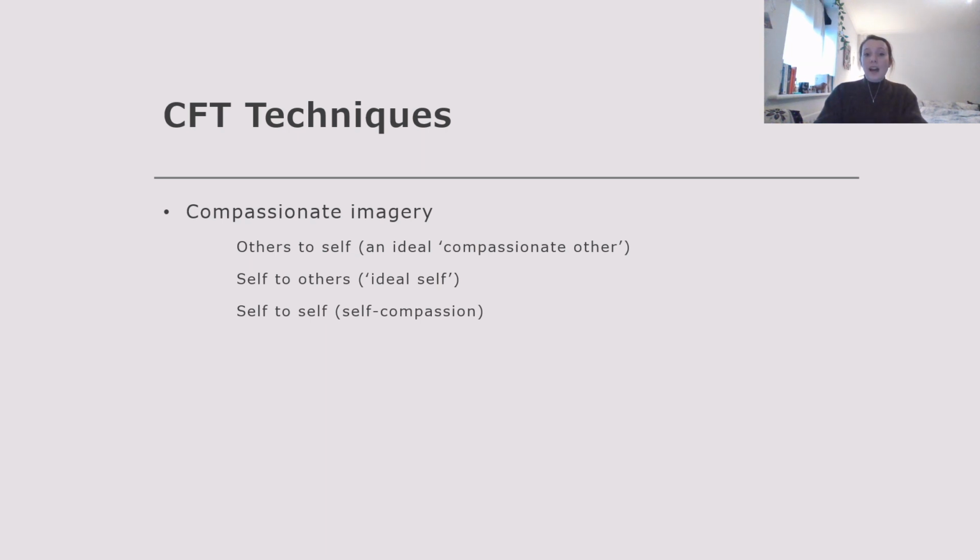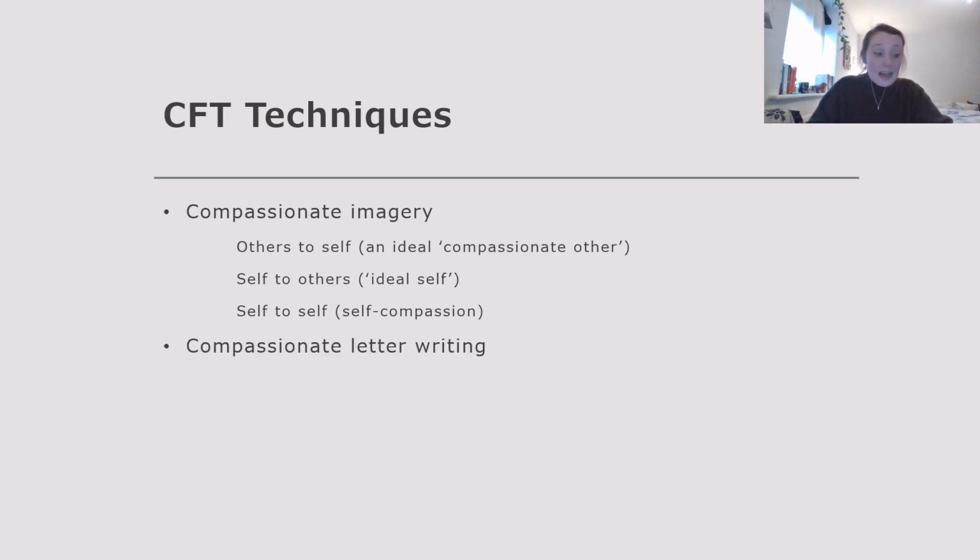Now, as you can see, I think this steps up. So others to self, thinking of what an ideal compassionate other person might be, is infinitely easier than trying to be compassionate towards myself. And I think they do get more difficult as you go up. But the whole idea in this therapy is, one of the techniques is to build a compassionate image that helps you activate your soothing system and reduce your threat system.